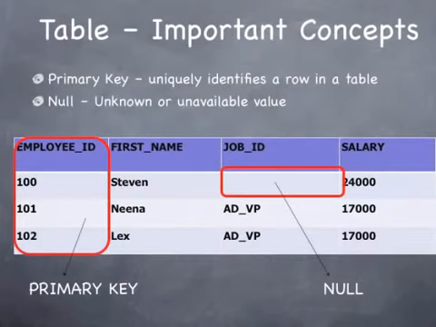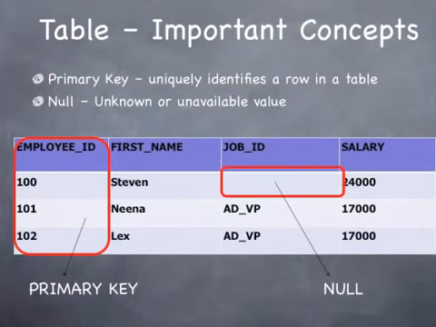We'll now look at some important concepts associated with tables. This specific slide shows you 2 concepts. One is the primary key and the other is the null value. To understand what is meant by primary key, take a look at the data in the employees table. There are 3 rows for the 3 employees in the company. Have a look at the second row where the employee's ID is 101. The name of that employee was Nina. The employee's job ID was AdVP and she earned a monthly salary of 17,000.